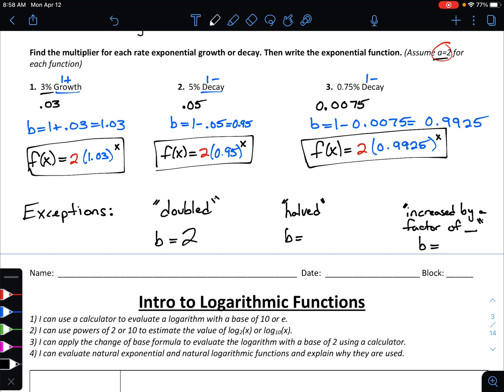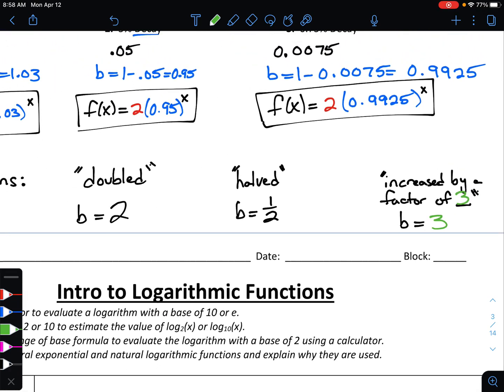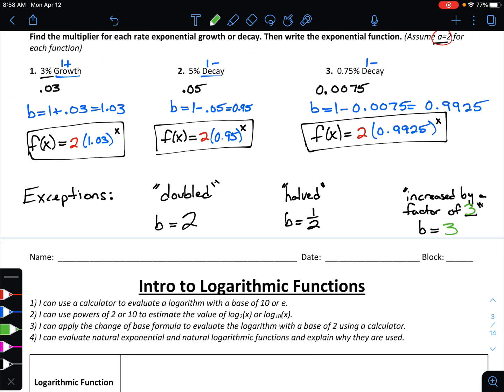In a similar way, if something is being halved, then that means that your base is going to be 1/2. So you're multiplying by 1/2 each time, so it's getting smaller. The last thing you might see is where it might say something like it's being increased by a factor of fill in the blank, so maybe it's being increased by a factor of 3, in which case that becomes your base. All right, so that is it for exponential functions, guys.